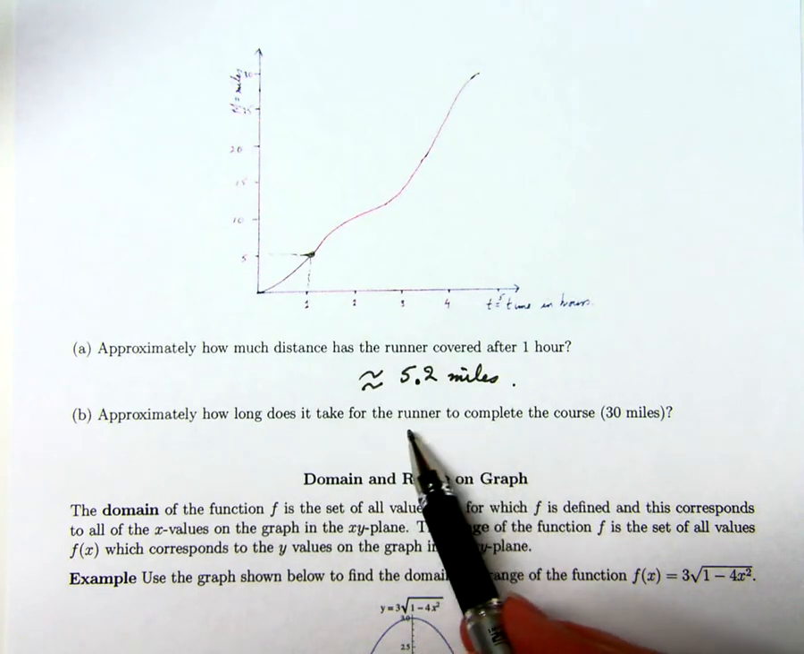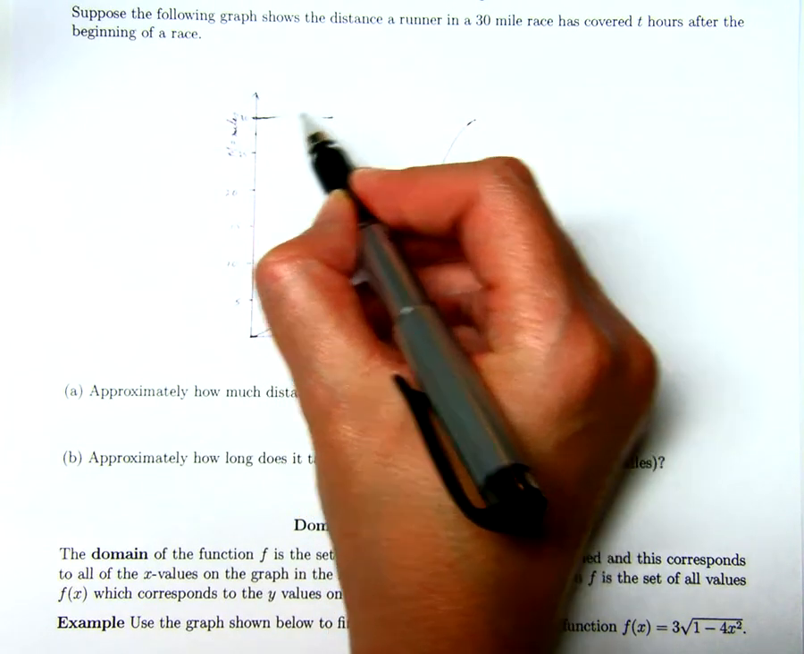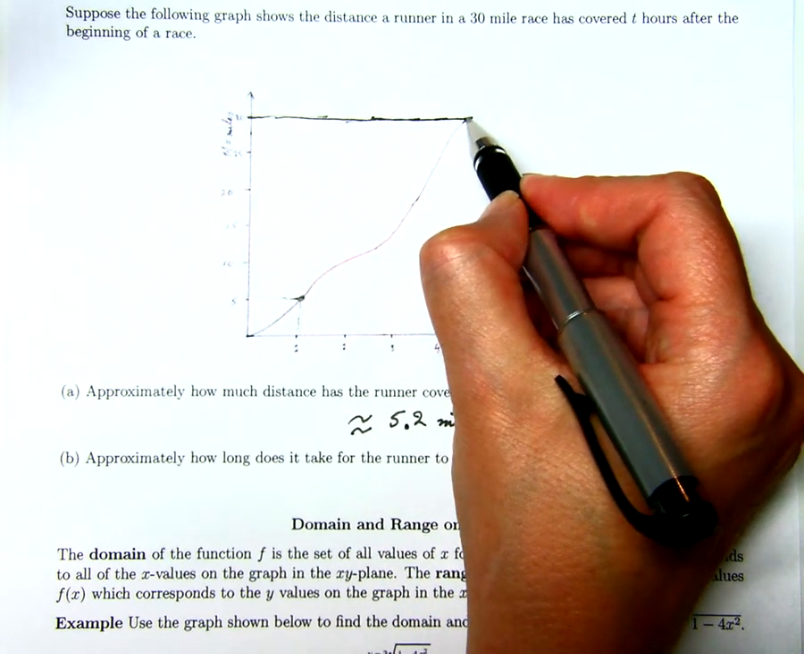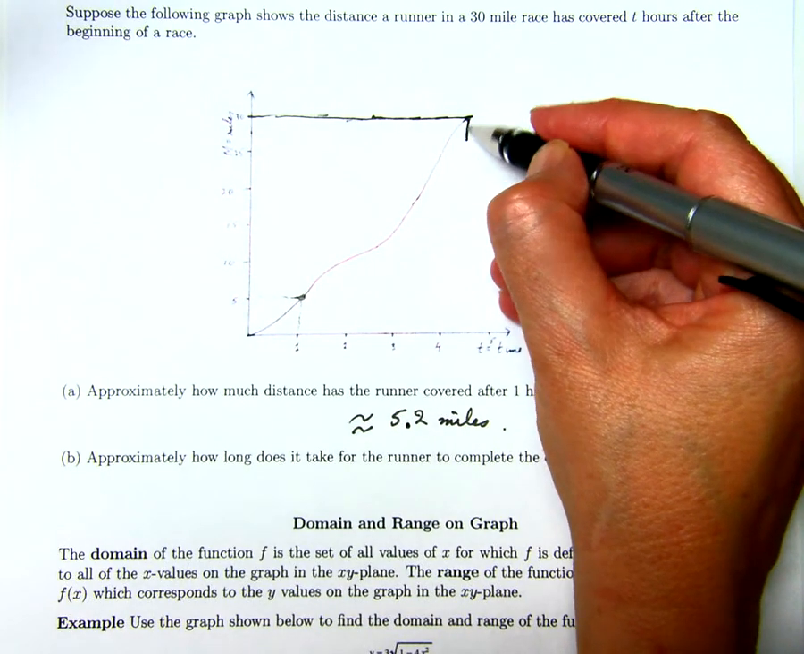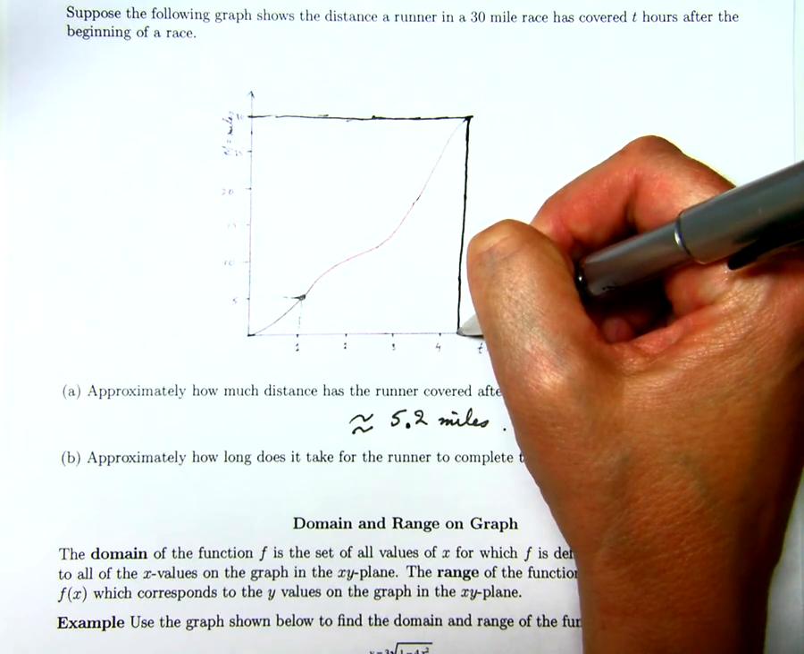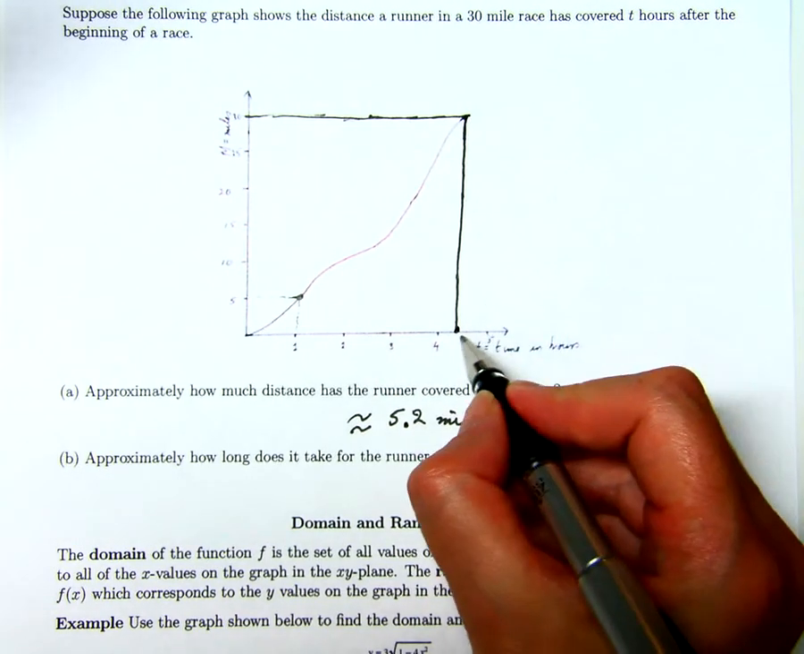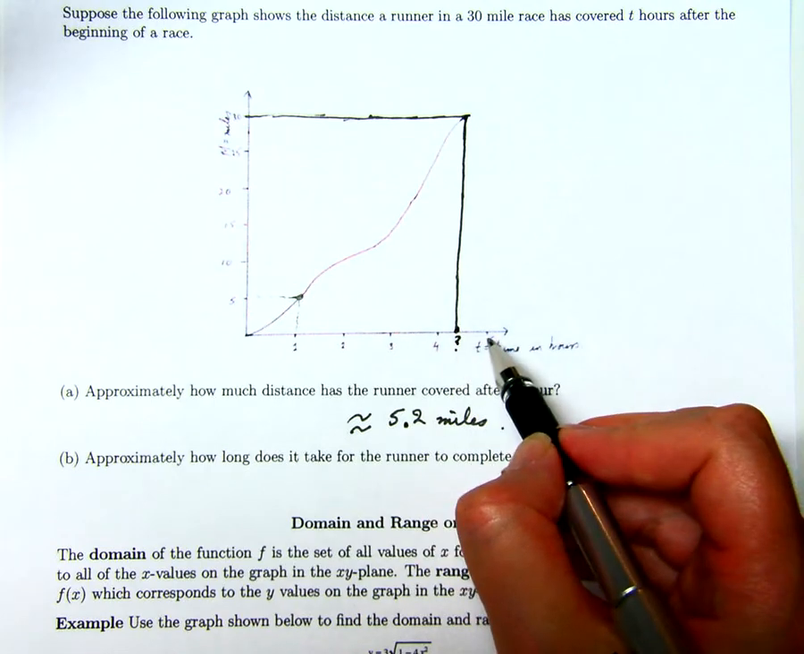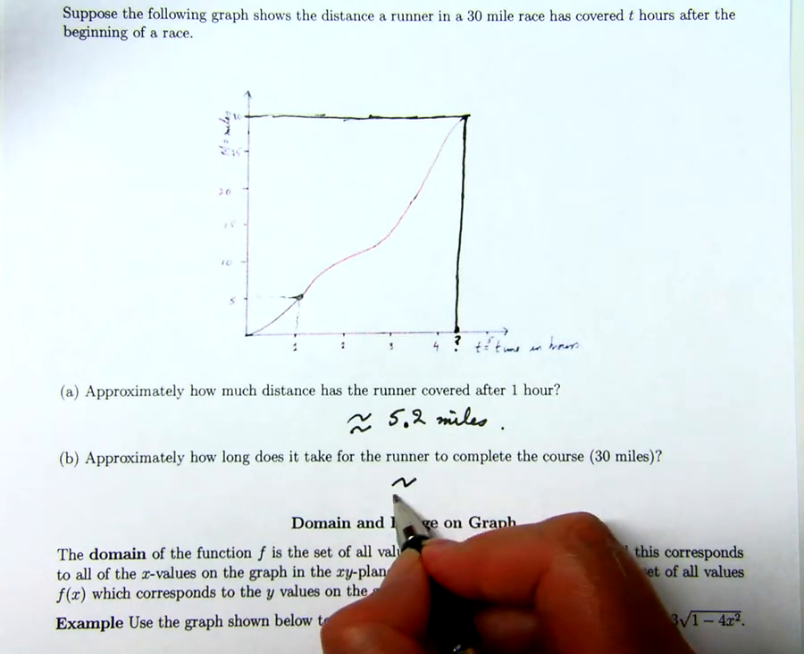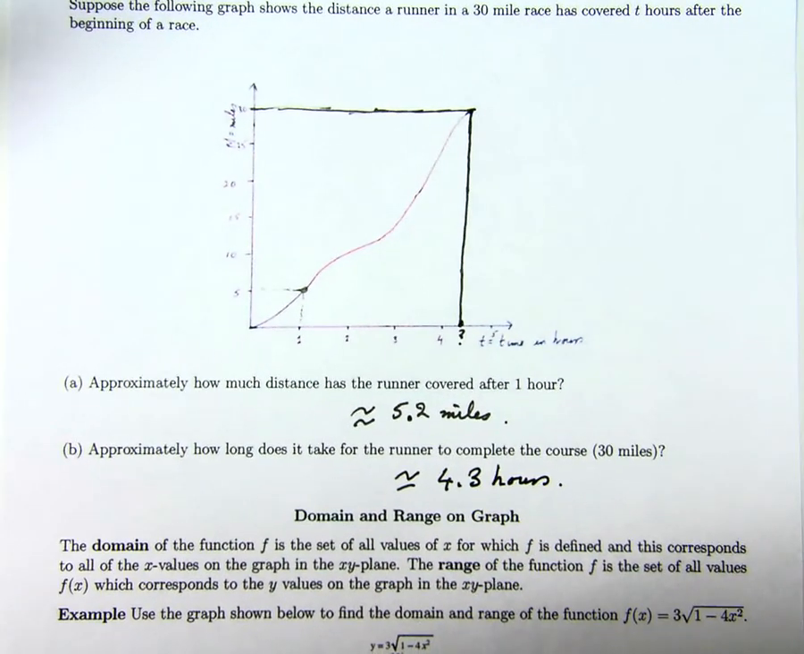Approximately how long does it take the runner to complete the course? Well, the course is 30 miles long, so we're looking for how long it takes him to get to 30 miles. And so we drop a perpendicular from this point across from 30 miles. So we have the distance here is 30 miles, and we're looking for the time. And that's somewhere between 4 and 5 hours, and I would say about 4.3 hours. So approximately 4.3 hours to cover the 30 miles.